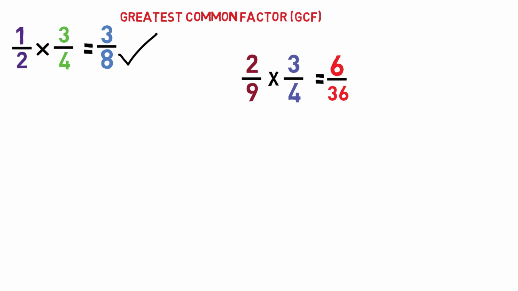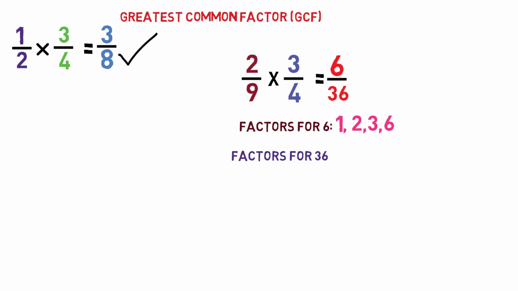Let's find the greatest common factor. So the first thing you want to do is list the common factors. So our factors of 6 are 1, 2, 3, and 6. Now let's list our factors of 36. What numbers can you divide into 36 evenly? 1, 2, 3, 4, 6, 9, 12, 18, and 36.